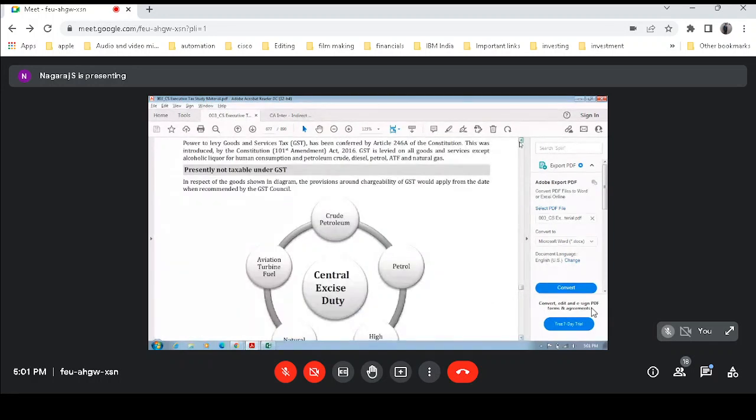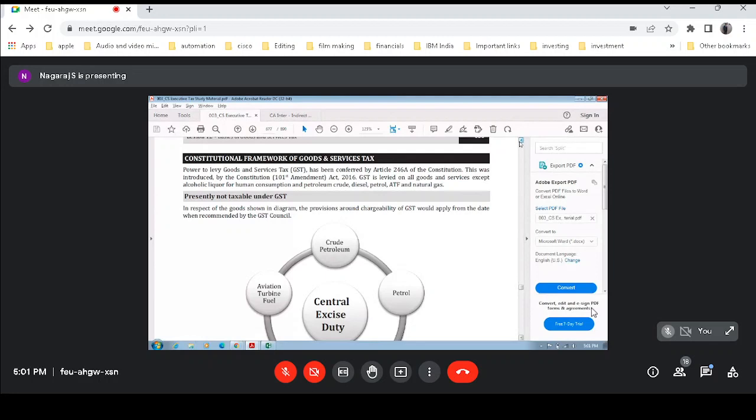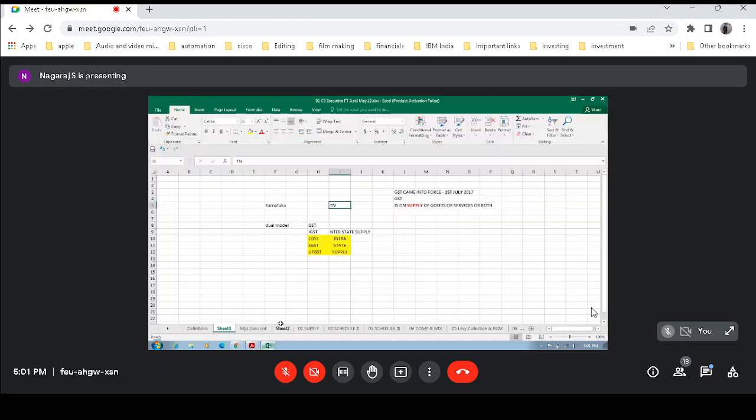Next. If I go to this one, you will get confused. First, let me start. First, we need to understand what GST is on: goods and services, the supply of goods or services. Then we need to understand the meaning of goods and the meaning of services. These two are the important definitions.